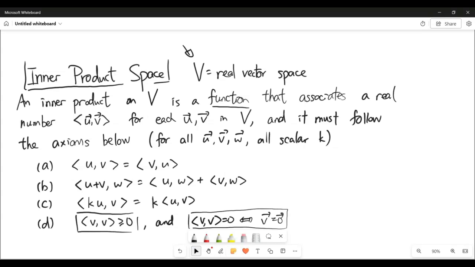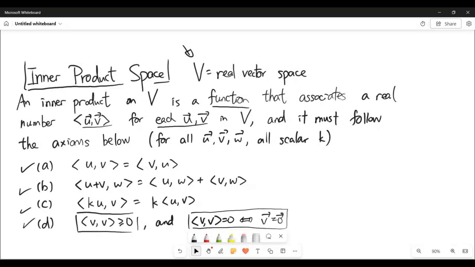This kind of function sends any pair of vectors u and v to a real number. So this one becomes a number. It's not a vector anymore. And such an assignment for each pair of vectors u, v must follow the following four axioms. So all four axioms are given below.